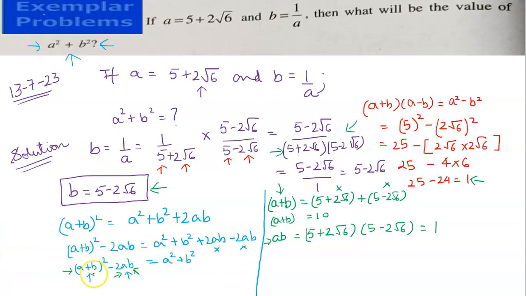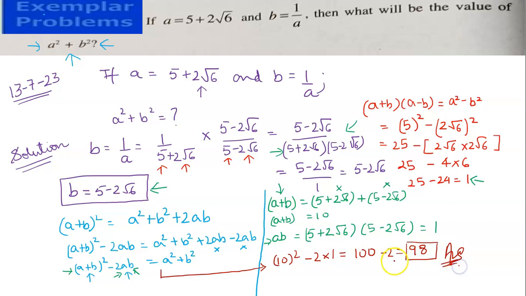So what is the value of a + b? a + b is 10. So 10². From here, students, I am solving this portion. 10² minus twice ab. What is the value of ab? It is 1. So 10² is what, students? 100. Minus 2. 100 minus 2 is how much, students? 98. Are you following? So this is the answer: the value of a² + b².